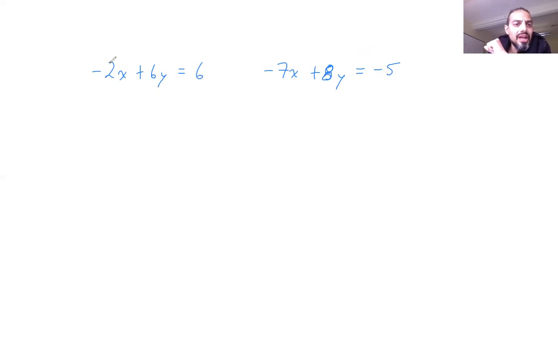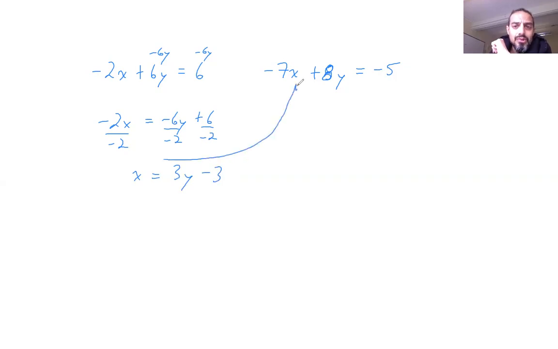So I'm going to isolate the x by first bringing 6y to the other side. Negative 2x is equivalent to negative 6y plus 6. Then I'll divide everything by negative 2. And as you can see, it divides in evenly. We get a nice expression with no fractions for x. We then take that and substitute it in for x in our other equation. And now we have an equation where we can isolate y.